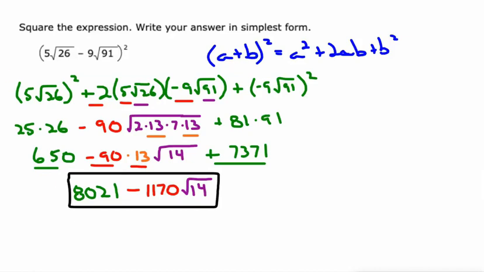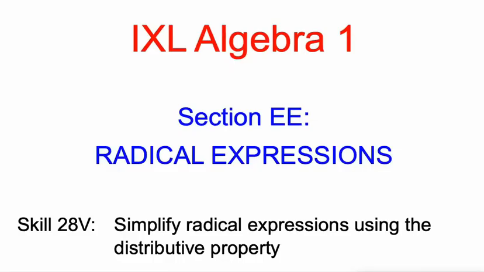All right, you might need to watch that one another time to see what I did, but there's 6 examples of simplifying radical expressions using the distributive property. A lot of simplifying radicals in there too, which makes it a little bit difficult. Good luck. Let me know how it goes.